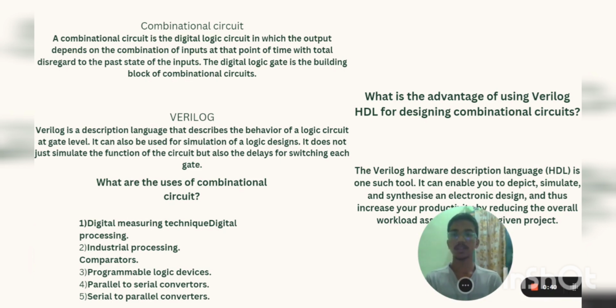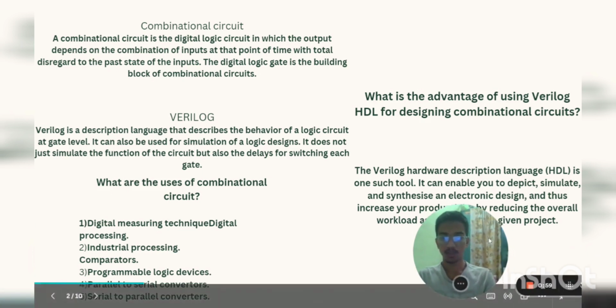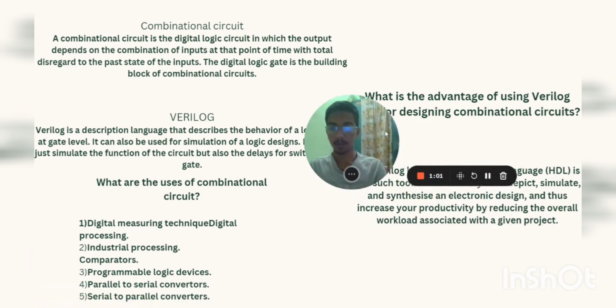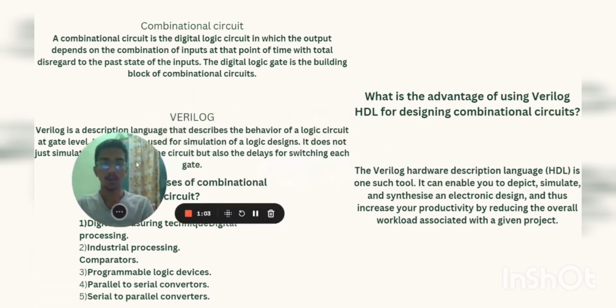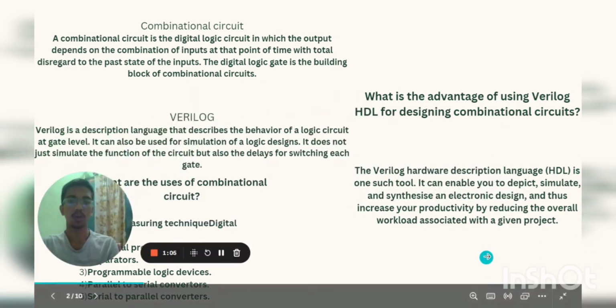Verilog. Verilog is a hardware description language. It is a high-level description language that describes the behavior of a logic circuit at gate level. It can also be used for simulation of a logic design. It does not just simulate the function of a circuit but also the delays for switching each gate. So here are the uses of combinational circuits. You can see programmable logic devices. What is the advantage of using Verilog for HDL?